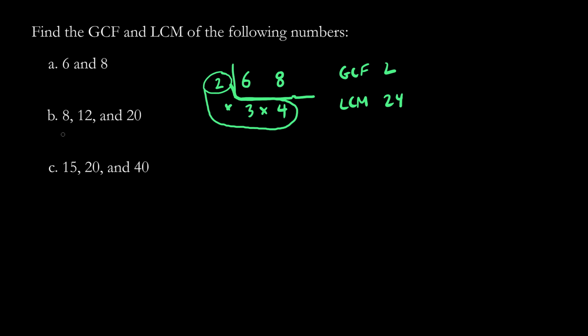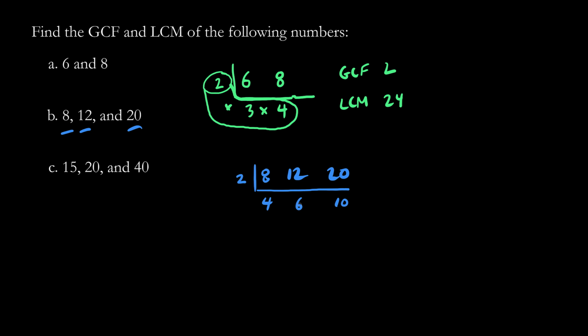So now let's try 3 numbers, 8, 12, and 20. So we write the numbers down, 8, 12, and 20. You draw a big L and pick a number to pull out. We could pick a 4, but just for the sake of the process to understand how things work, we'll pull out a 2. So 2 times what is 8? It's 4. 2 times 6 is 12, and 2 times 10 is 20.